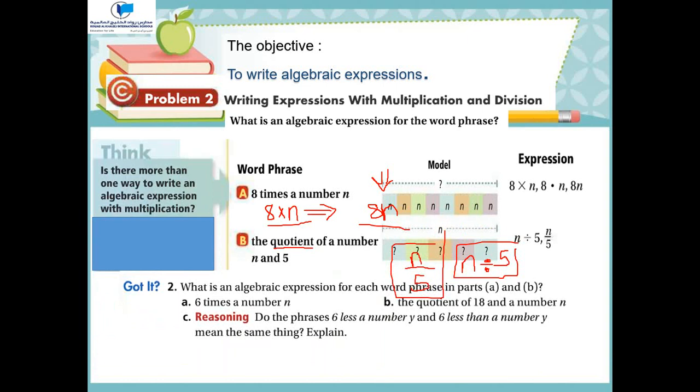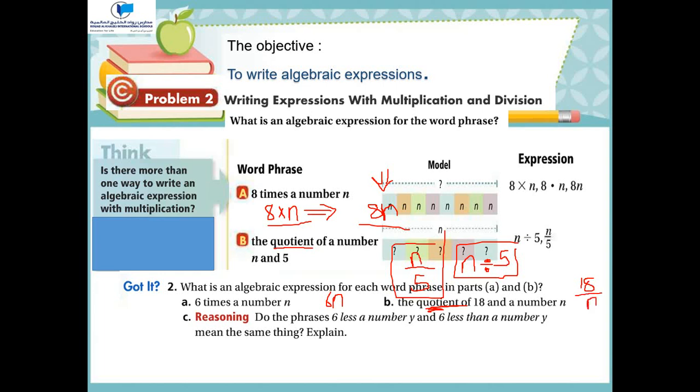Now we have: what is the algebraic expression for each word phrase in part A and B. 6 times a number, 6n, or you can write 6 times n. The quotient, look, the quotient is division. The quotient of 18 and a number, follow your expression, 18 over n.